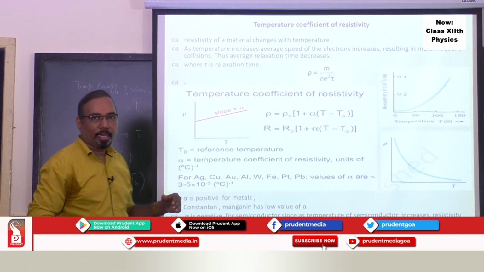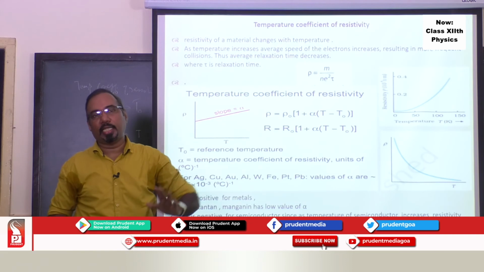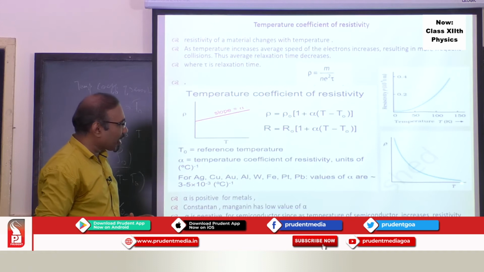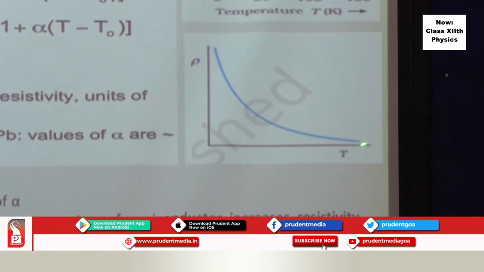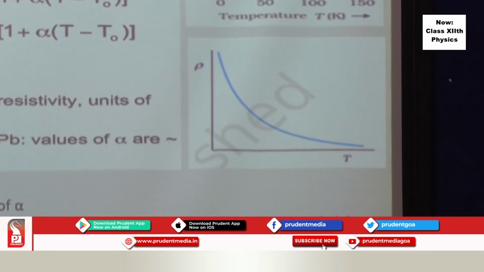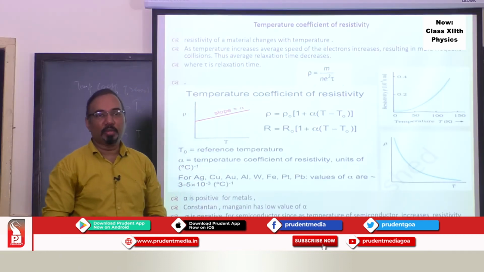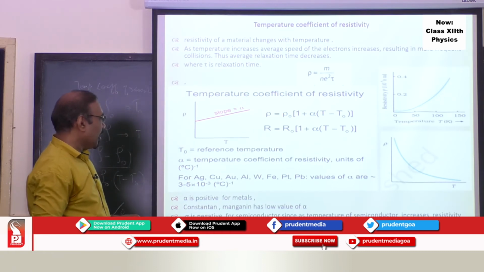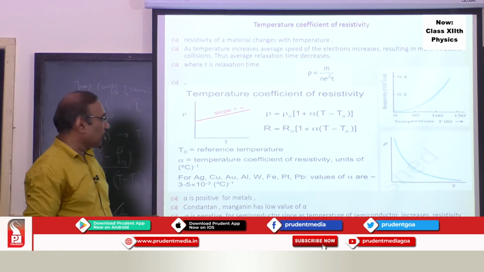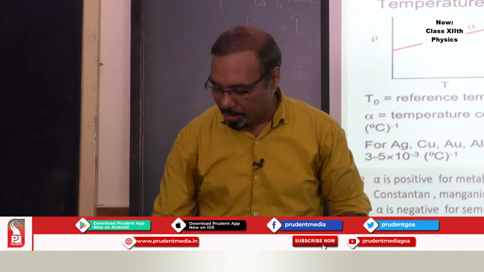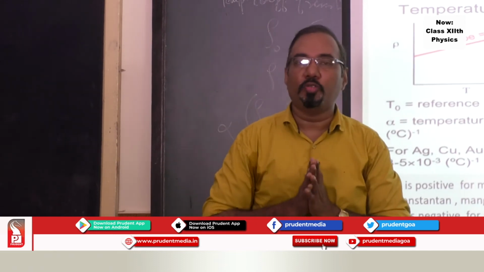Alpha is positive for metals because as the temperature rises, resistivity rises. Alpha is negative for semiconductors because as the temperature rises, resistivity decreases and conductivity increases. Semiconductors become more and more conducting when temperature is increased. Remember this, you are going to study this in chapter 14, semiconductor devices. In semiconductors, the number of electrons per unit volume increases with temperature, so resistivity decreases with temperature. That's what we should know under temperature coefficient of resistivity.